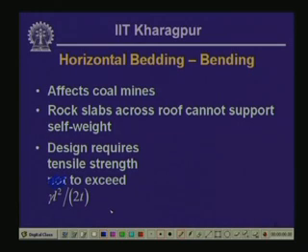The design requires that the tensile strength should exceed gamma L square by 2 T, where T is the thickness of the slab, rock slab at the roof of the tunnel. L is the span, is the width of the tunnel, and gamma is the total unit weight of the rock slab. Okay, so if the tensile strength is more than the quantity gamma L square by 2T, then the slab at the roof of the tunnel is going to remain stable in this case.